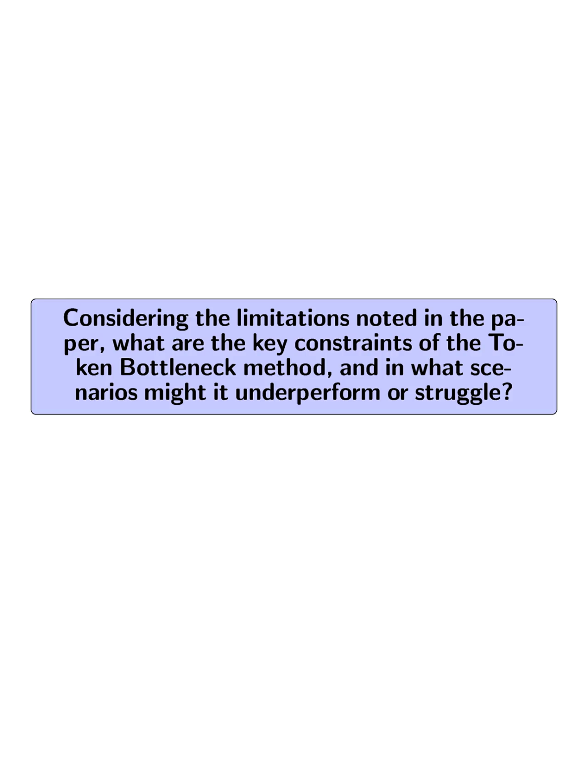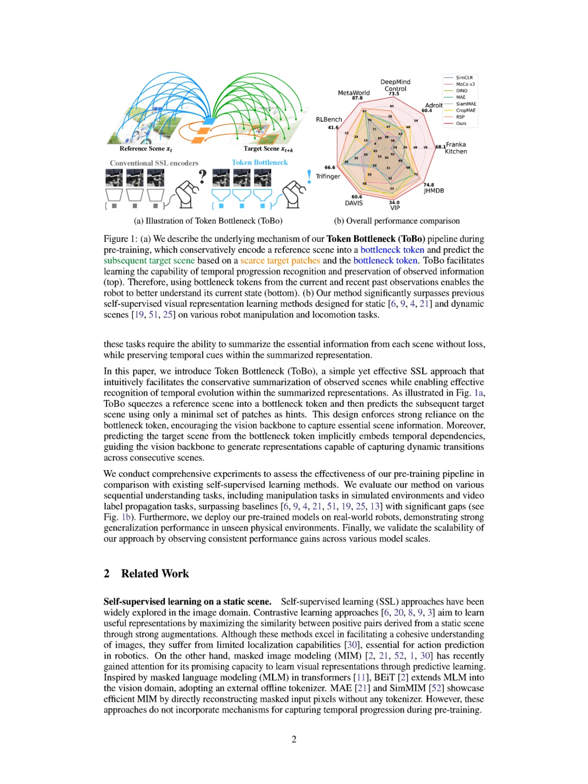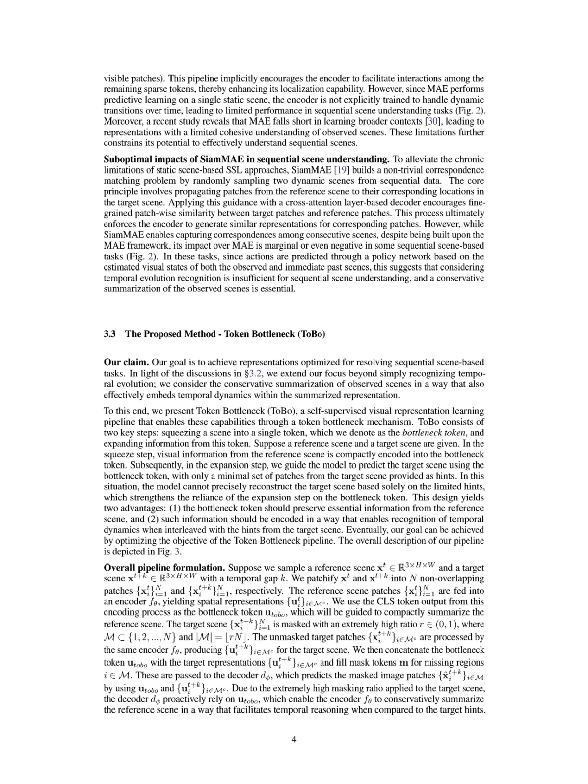Considering the limitations noted in the paper, what are the key constraints of the Token Bottleneck method, and in what scenarios might it underperform or struggle? The Token Bottleneck (ToBo) method, while effective in sequential scene understanding, has certain constraints. One key limitation is its reliance on a high masking ratio during the expansion step, which may hinder performance in scenarios where precise reconstruction of target scenes is critical, as the model must depend heavily on the bottleneck token.